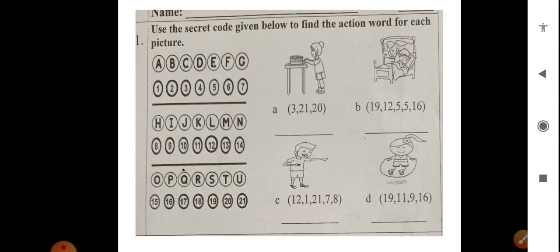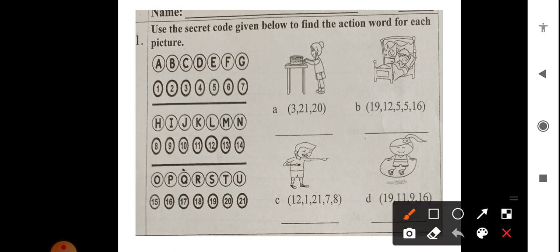Question number 1. Use the secret code given below to find the action word for each picture. Now, children, here you can see a lady, and the numbers given are 3, 21, 20. We need to find out the letter for each number. Here number 3 is C, so we write down C. 21 is U. And 20 is T. So here it is cut. It's an action word. Okay.